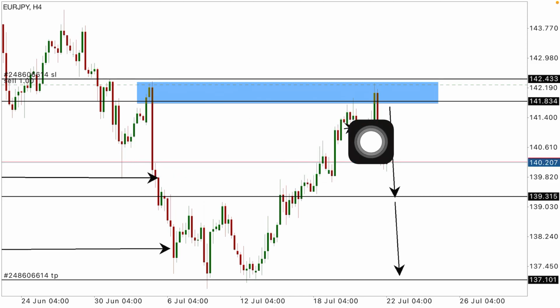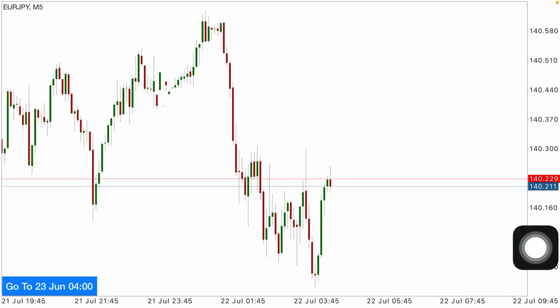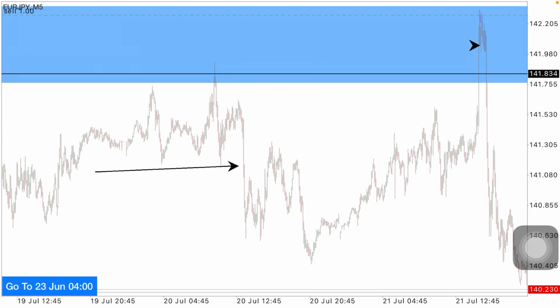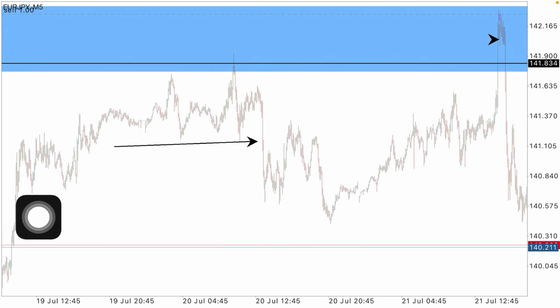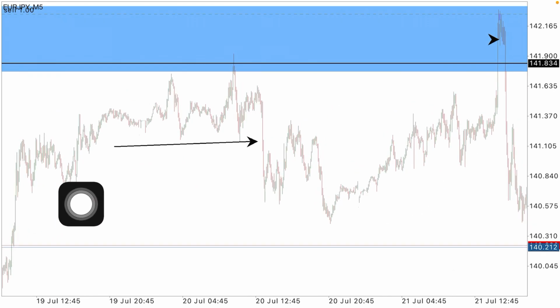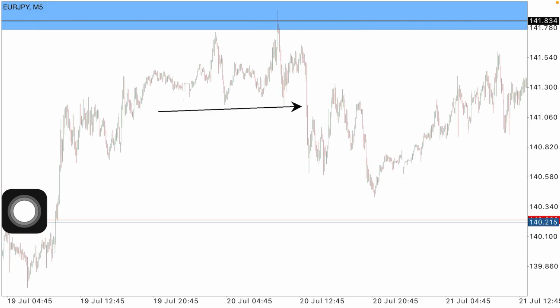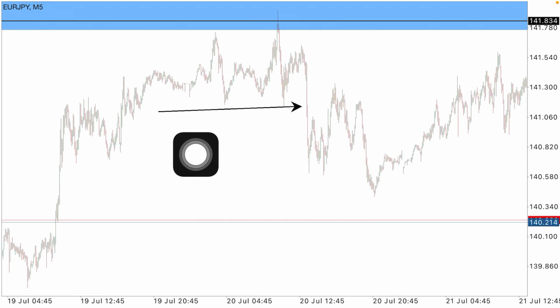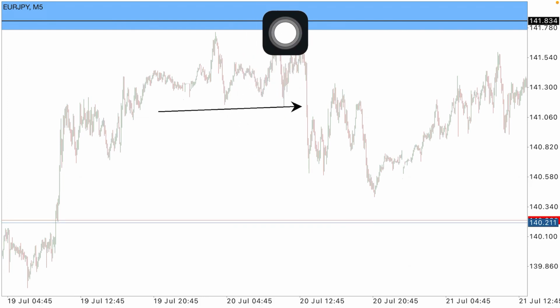So now when that happened, that informed us that the market was going to come for the extreme supply zone in the lower time frame to mitigate an order that was actually here. So let's go to the lower time frame and see what I actually mean by that. Okay, now this was on the 20th when the market came to tap into the zone. So when the market tapped into the zone, it broke structure.